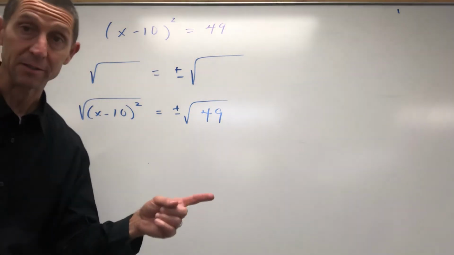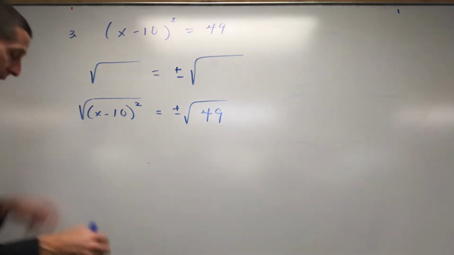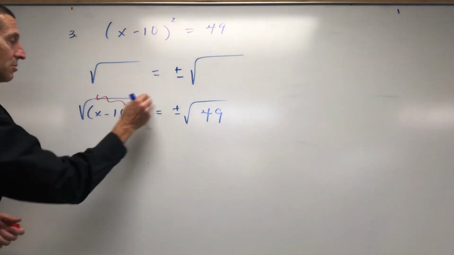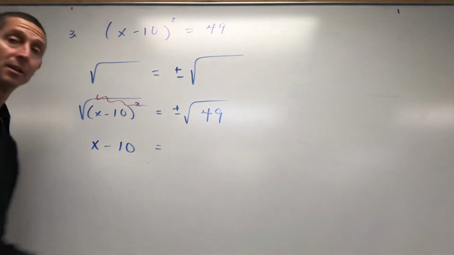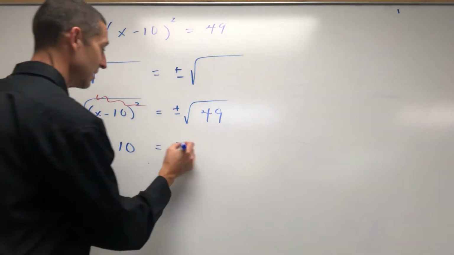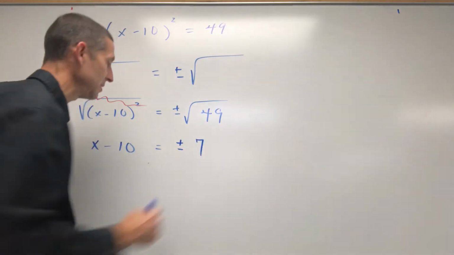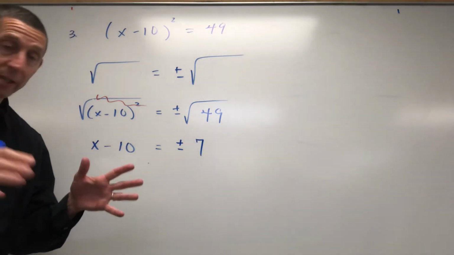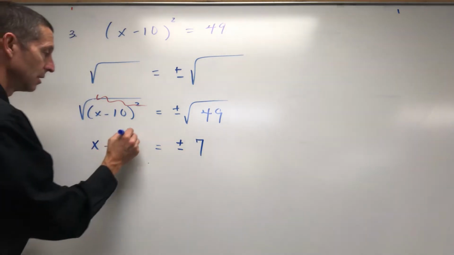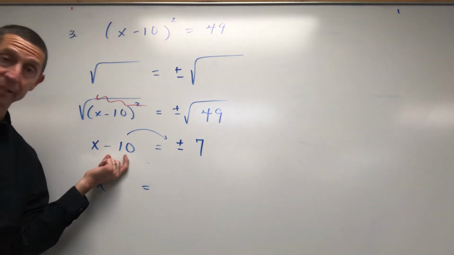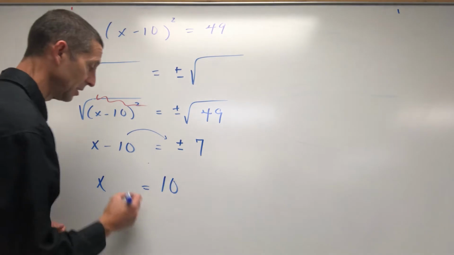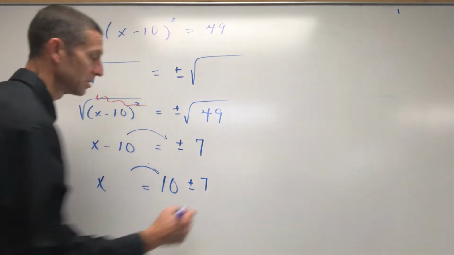Now this is awesome. The square root and the squared cancel each other out, and you are left with x minus 10, which is awesome. And now you have plus or minus the square root of 49, which is 7. Now you've got some cleaning up to do. Grab this 10. We're going to get him over here. Oh, check it out. He was negative 10, but over here he becomes positive 10, plus or minus 7.